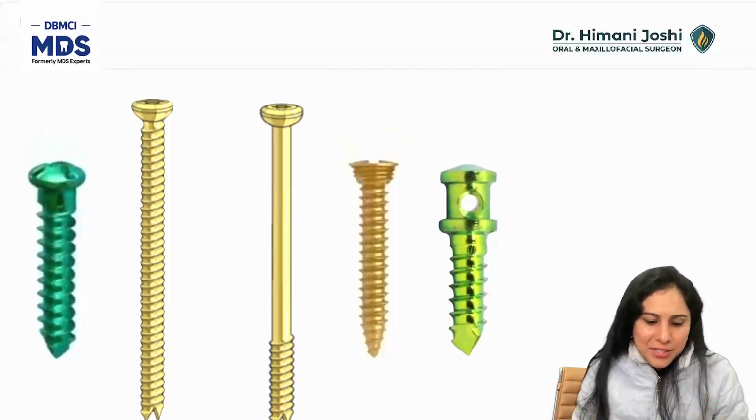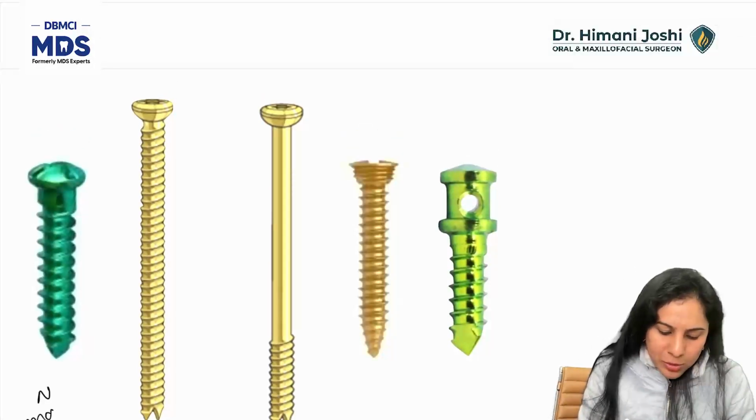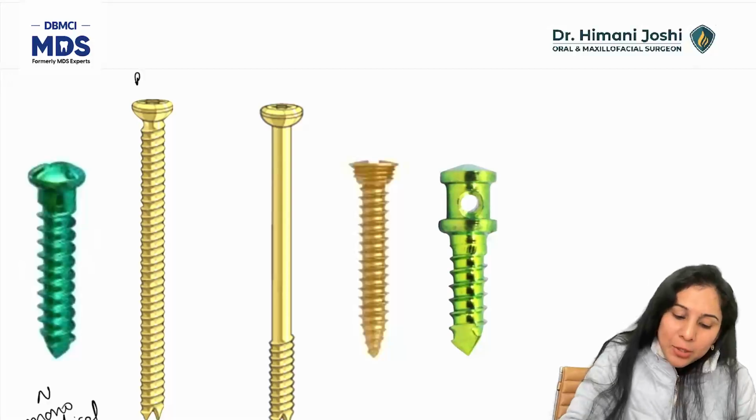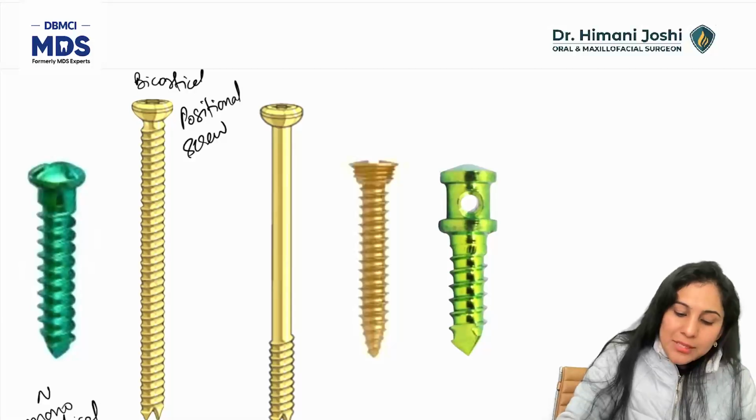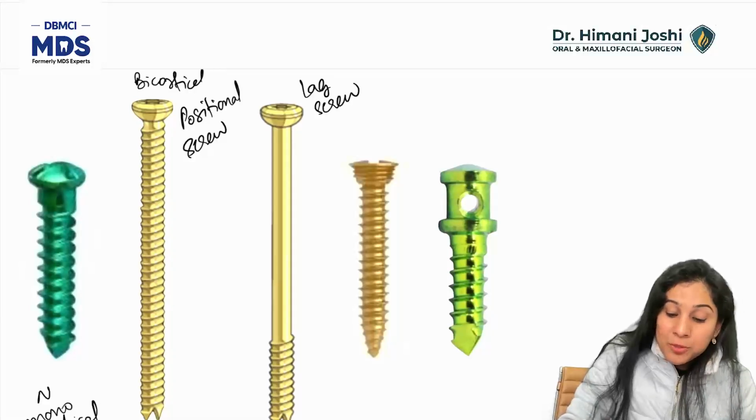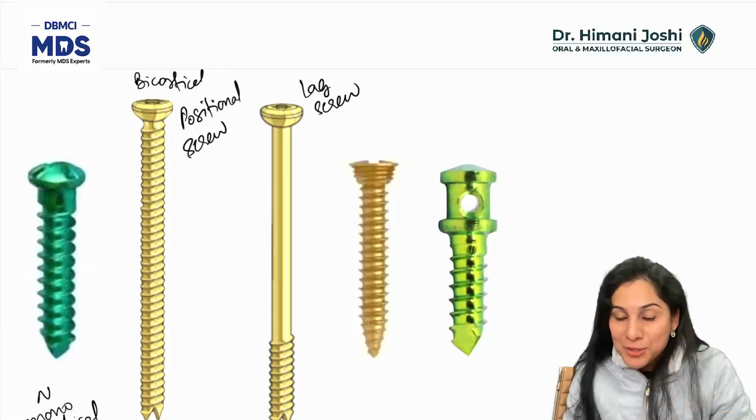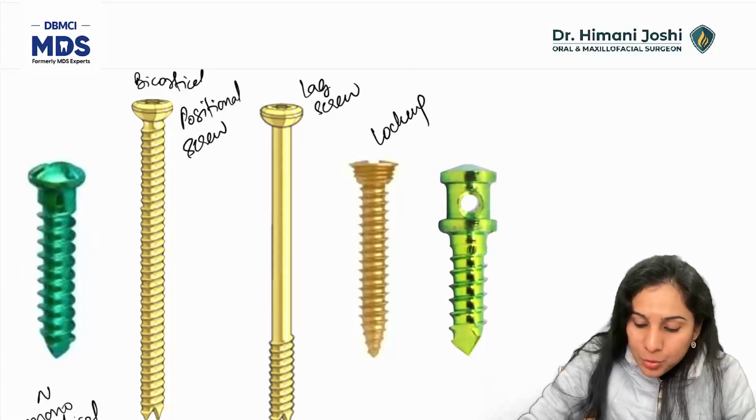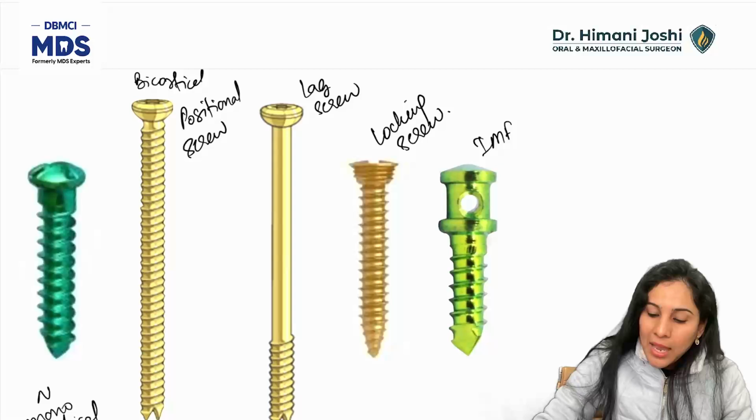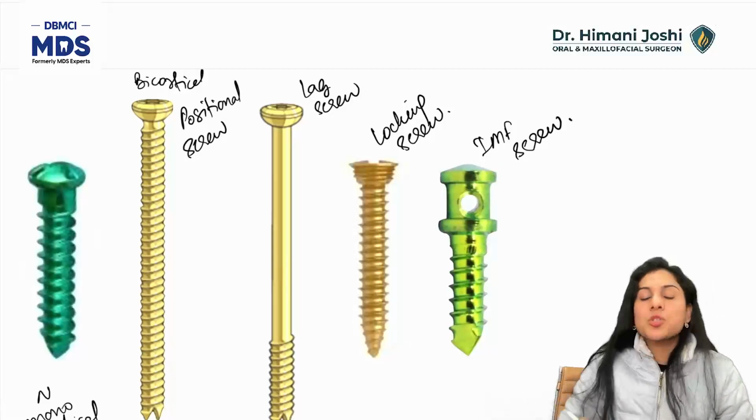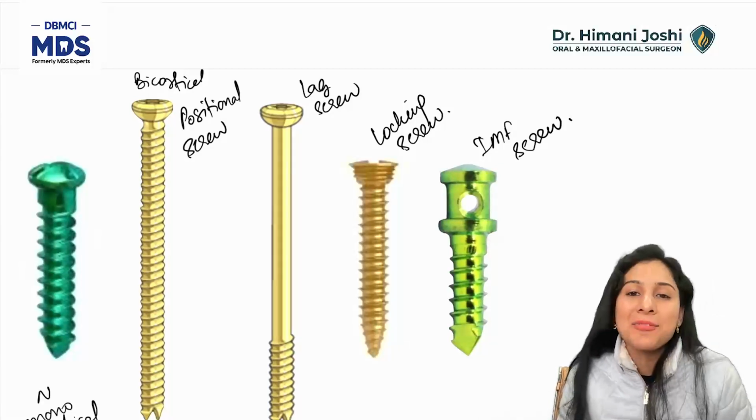Very quickly, let us revise. This is a normal monocortical screw. This is a bicortical screw which can be used as a positional screw. This is a typical lag screw, although a positional screw can also be used in a lag fashion. This is a locking screw which has threads on the head, and this is the IMF screw which is used for a very quick intermaxillary fixation.